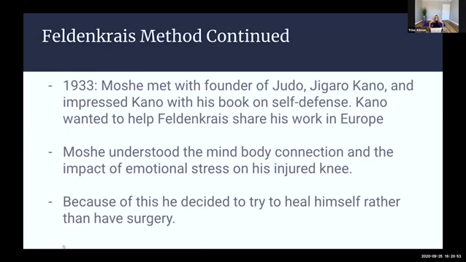And so in 1933, he met the founder of judo. And I'm not sure if I'm going to pronounce the founder of judo's name correctly, so feel free to correct me. Jigoro Kano, and I'm guessing here, I need to really make sure I'm saying that correctly. But he impressed Kano with his book on self-defense. And so Kano wanted to help Feldenkrais to share his work in Europe. And that is usually how all these things begin, right? Somebody studies something, they make some changes to it or build on it, write a book, and then somebody else goes, oh my gosh, wow, more people need to know about this. And that's exactly what happened.